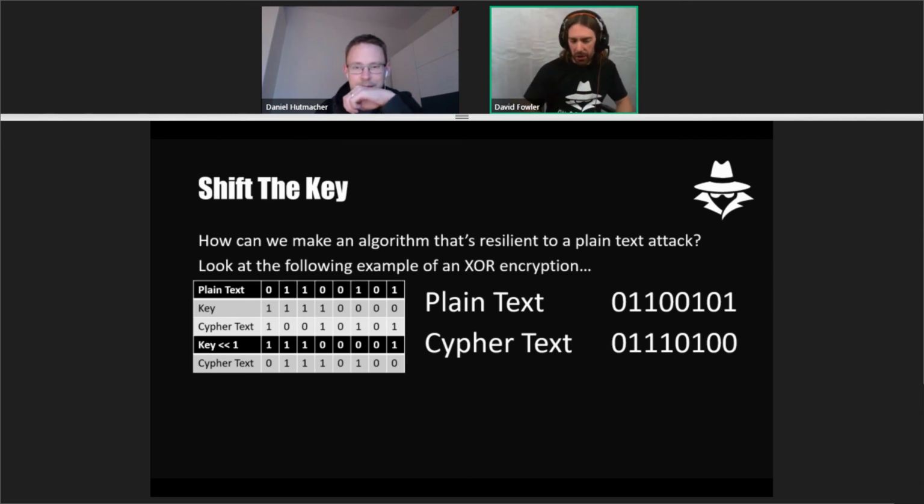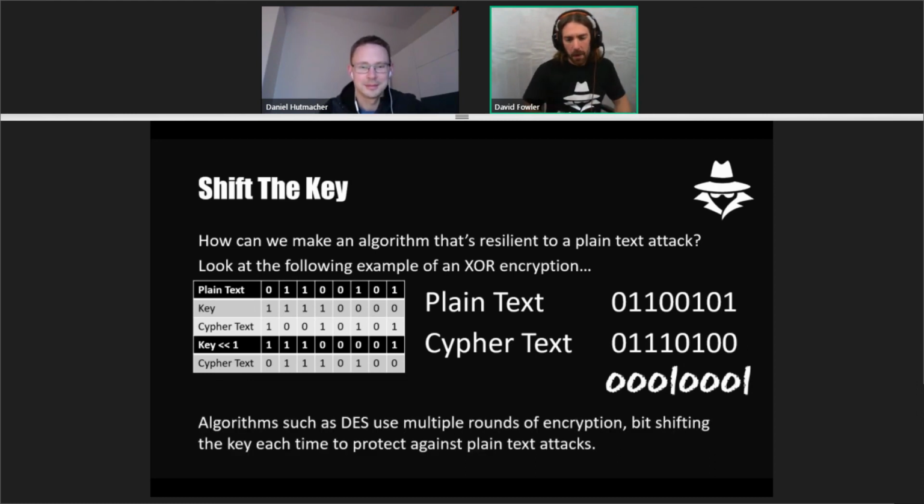Let's have a look at the plain text and the ciphertext. Apply an XOR to those two, and we get 00010001. Now that does not match our key. And this is exactly how algorithms such as DES work.